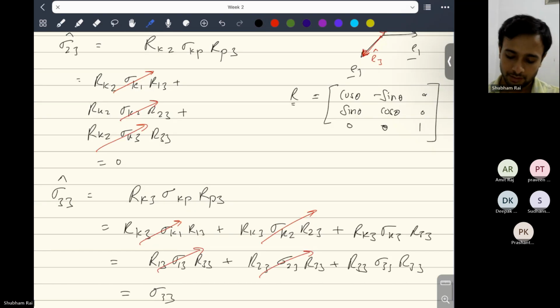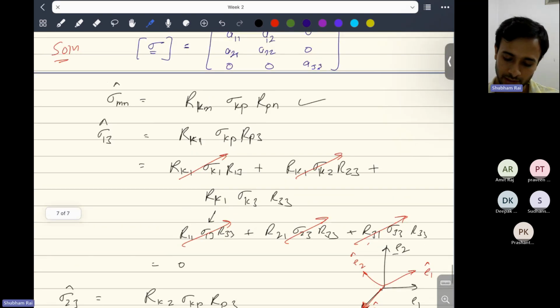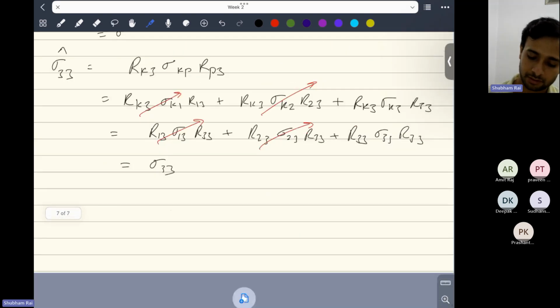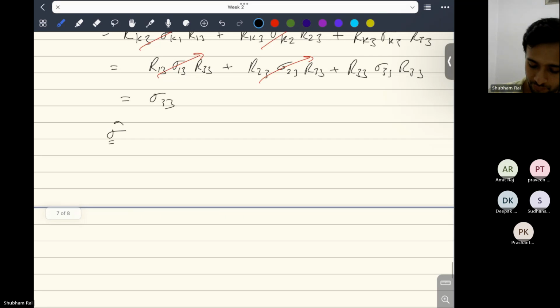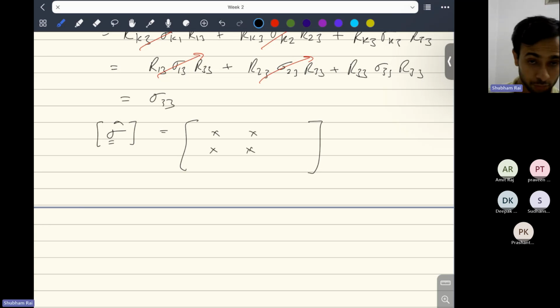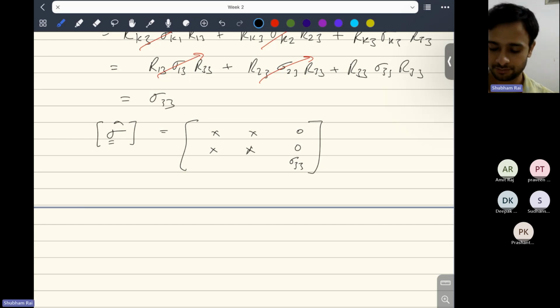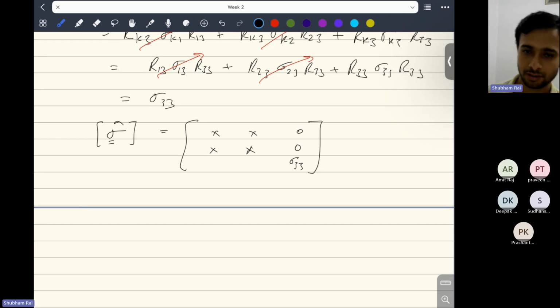Okay. So you see that in the new coordinate system, sigma hat, we have proved that this is non-zero, this is non-zero, this is non-zero. I mean, we do not know about this one. We have not found it out, but we are sure that this is going to be 0 because sigma_13 hat is 0, sigma_23 hat is 0, and sigma_33 hat is sigma_33 only. Okay, it is same as the previous one. And since this will be symmetric, this will also be 0.